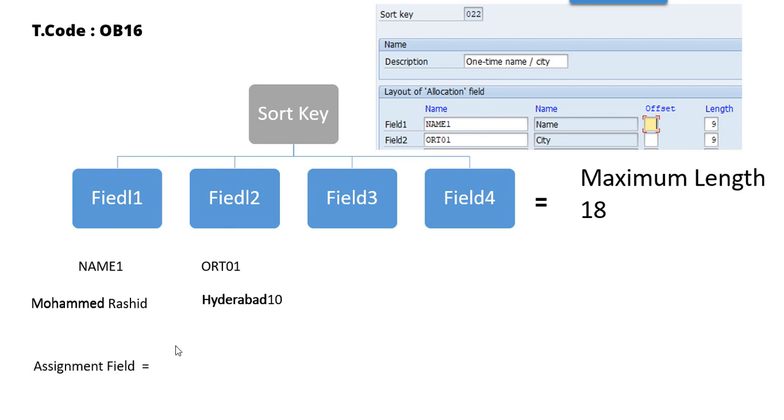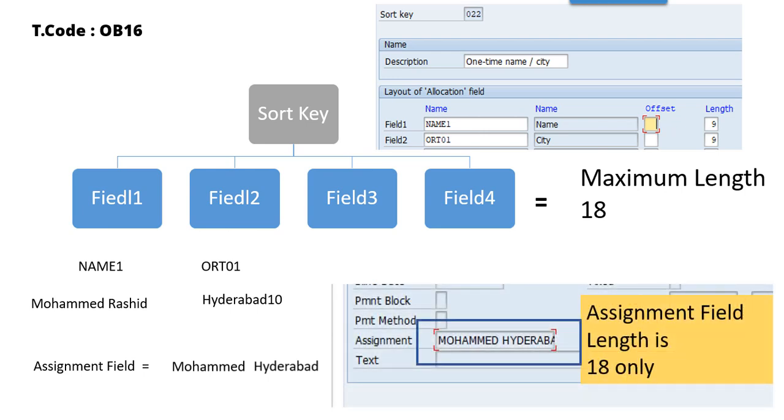Ultimately, this information is to be updated in the assignment field. So while picking the name from this vendor name, what will the system do? The system will read from 1 to 9 characters. Coming to city, the same concept is applicable. The system will start reading this information for updating the assignment field. The system will take the first 9 characters from name 1 like this, and from city it will take 9 characters. So ultimately this information is going to be updated in your assignment field. Hope you understand the concept. This is the end result like this. So what we are going to do is create one custom key and test the same. Hope you understand the concept.